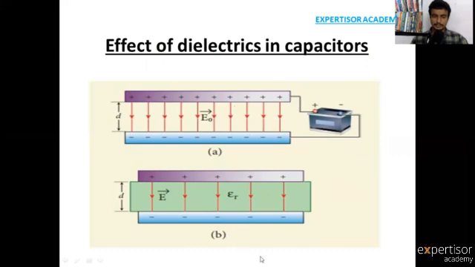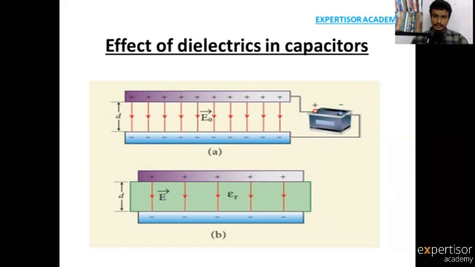So consider these two diagrams. Here in this diagram, this is a conducting plate with positive charge. This is also a conducting plate with negative charge. Both are separated by a small distance d. This total arrangement is connected with a battery. In the other diagram, there is no battery connection, but a dielectric element is inserted between these two plates. So what happened? Dielectrics are introduced in the capacitors.